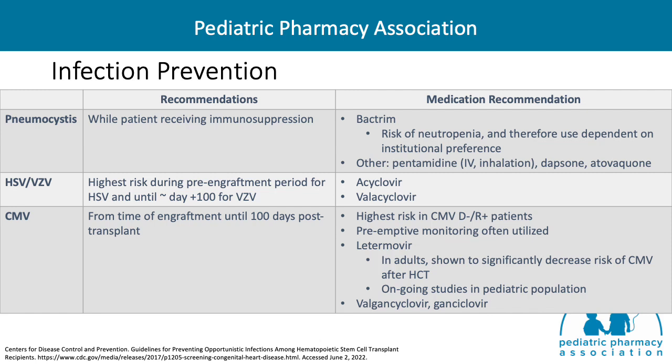So prophylaxis against pneumocystis is recommended while the patient is receiving immunosuppression. The medication that's recommended is Bactrim, however, remembering that there is a risk of neutropenia and therefore the use is dependent on institutional preference. Alternatives include pentamidine, which comes as an IV and inhalation, dapsone, and atovaquone.